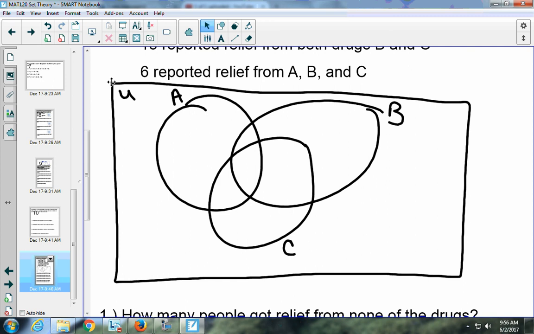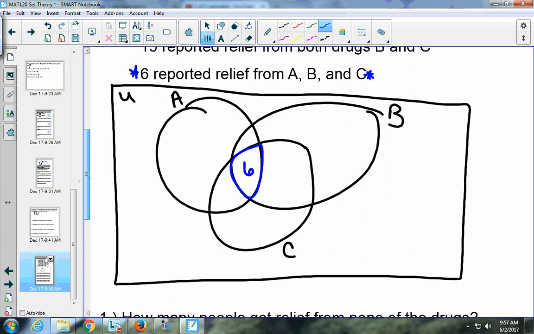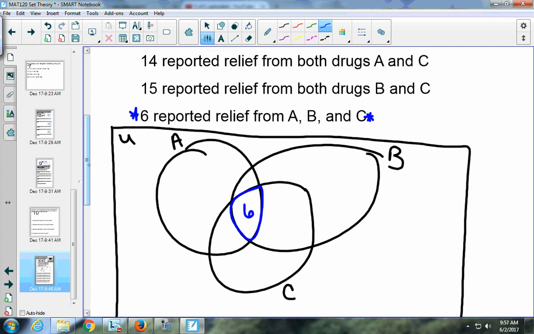Just like when we build any other Venn diagram, we want to work from the inside out. That inside is this spot where all 3 overlap. That's given by this bullet point right here. 6 reported relief from A, B, and C. If we work up then and look at the overlap between each 2, they tell us that 15 reported relief from both drugs B and C.